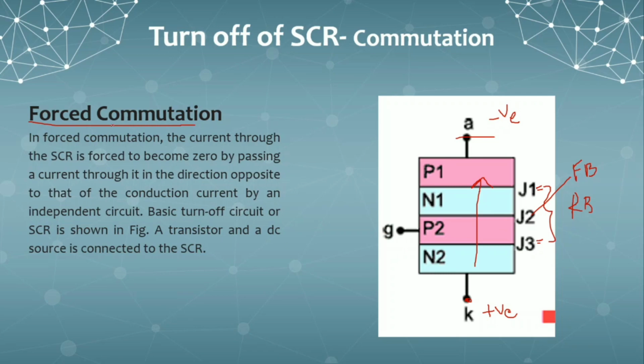This is about forced commutation. So, what we will do? We will connect the anode to negative and cathode to positive, so that the device will be reverse biased. Junctions J1 and J3 are reverse biased. J2 is forward biased. Because of this forward bias, there will be a process called extraction of charge carriers. This will make the current flow in the opposite direction. Normally, the current flows from anode to cathode. Here it is flowing from cathode to anode, and hence it will turn off the SCR.